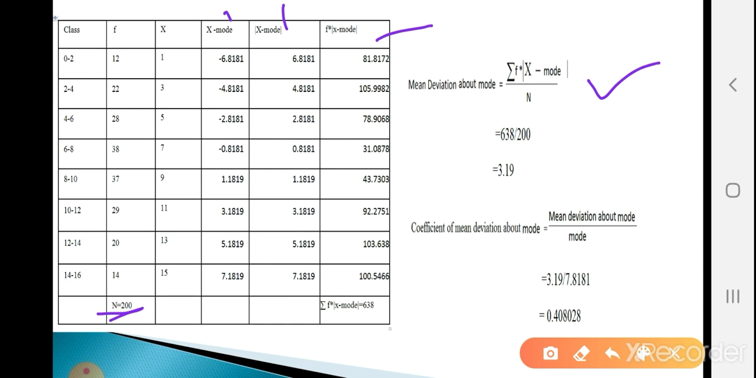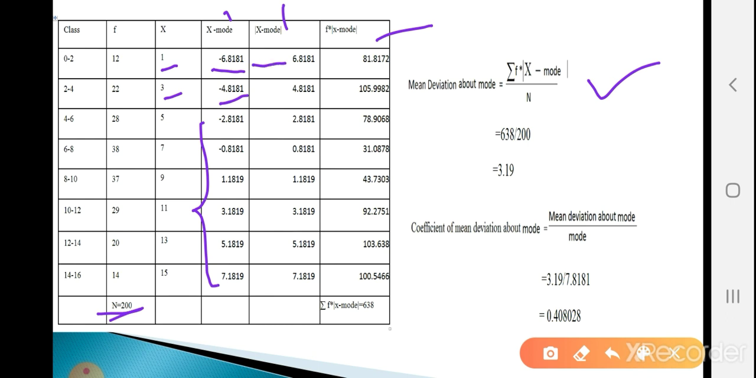Here the mode value is 7.8181. So subtract 7.8181 from each value of x. So 1 minus 7.8181, that is minus 6.8181. Then 3 minus 7.8181, that is minus 4.8181. Similarly calculate the remaining ones. Now write down the absolute values in the mod of x minus mode column.